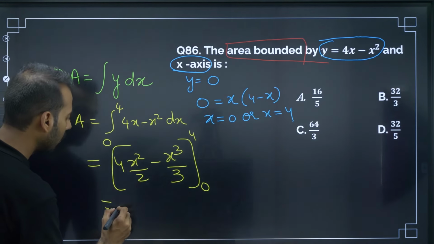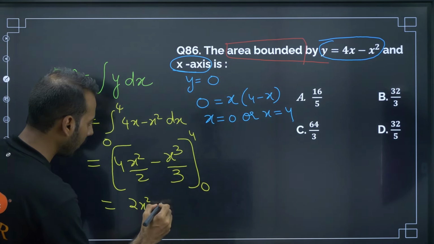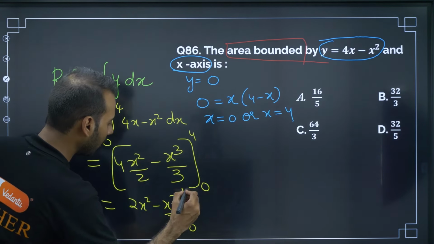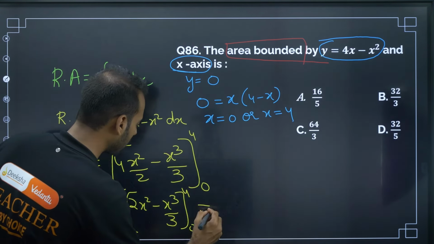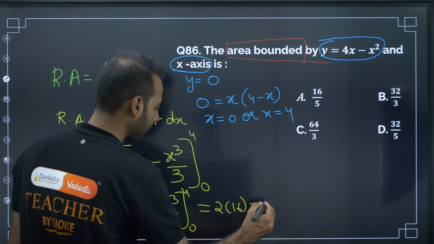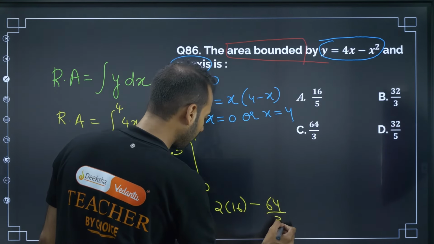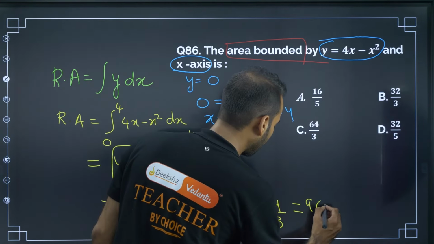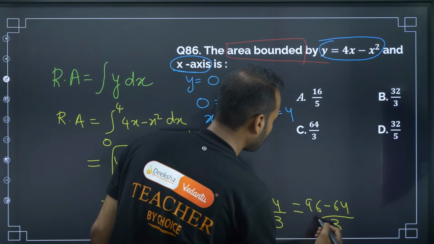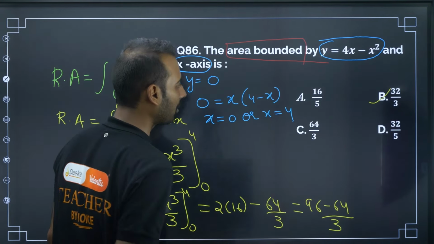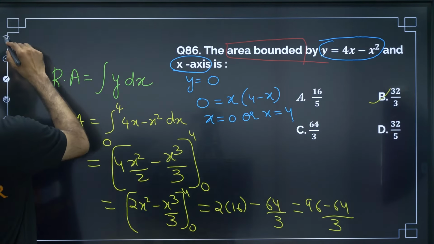So this becomes 2x square minus x cube by 3, from 0 to 4. So this becomes 32 minus 4 cube, which is 64 by 3. So 32 times 3 is 96. 96 minus 64 by 3, which is equal to 32 by 3. So is there any option like 32 by 3? Yes, B is the answer for this. Moving on to next question.